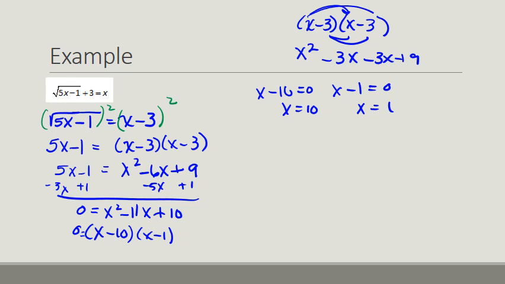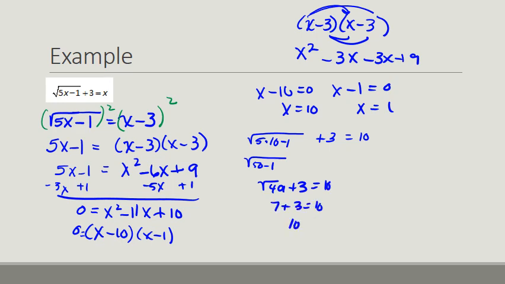I don't care if you check by calculator. I don't care if you write it out and check, but you need to check. So if I just put 10 in, I'm going to get the square root of 5 times 10 minus 1 plus 3 equals 10. So 5 times 10 is 50 minus 1, which is the square root of 49, plus 3 equal to 10. 7 plus 3 equals 10. So we know that that checks. So 10 is one of our solutions.